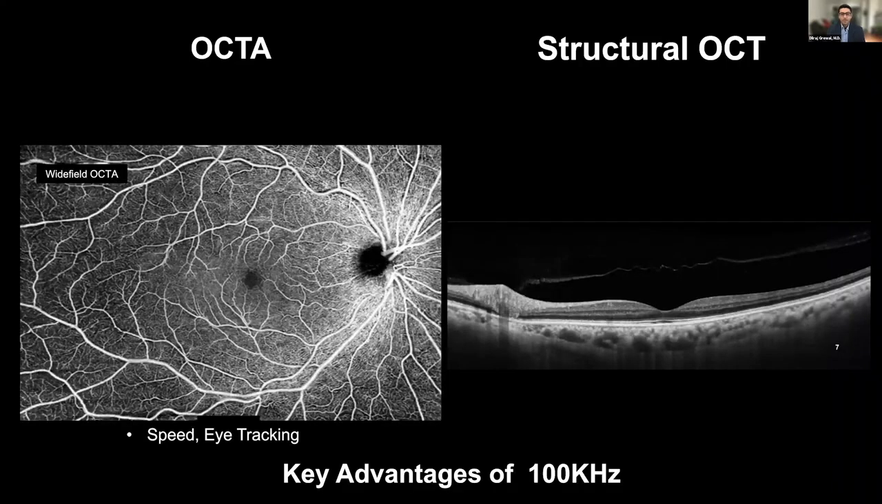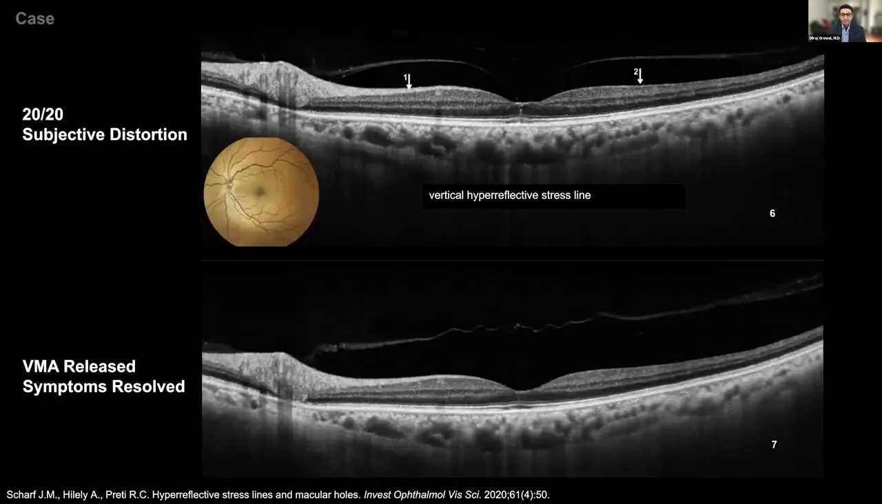Modern imaging with OCT comprises structural OCT, OCT-A, and en-face OCT. Some of the key advantages of faster imaging, especially with the 100 kilohertz engine, are speed and eye tracking that allow us to obtain wide field OCT-A and structural OCTs. And this is important in everyday clinical practice.